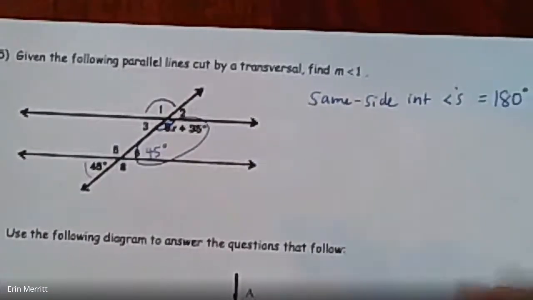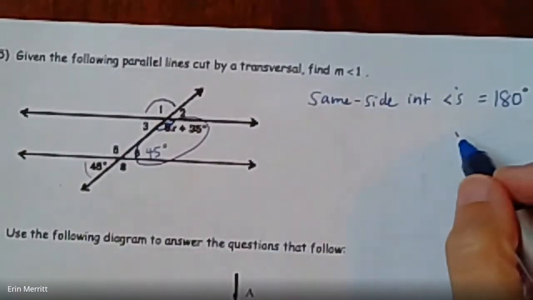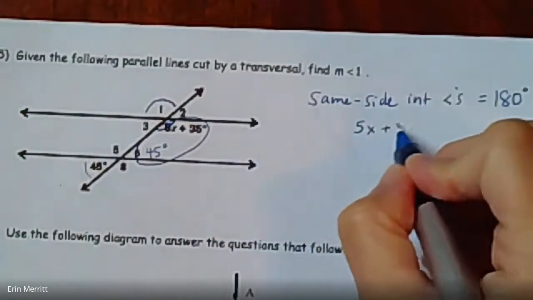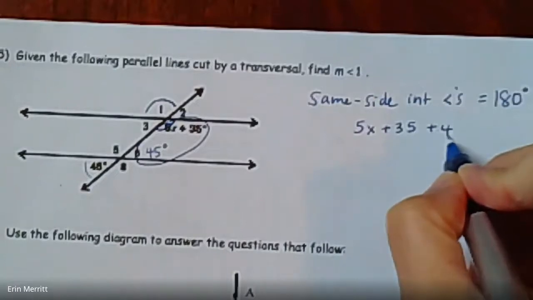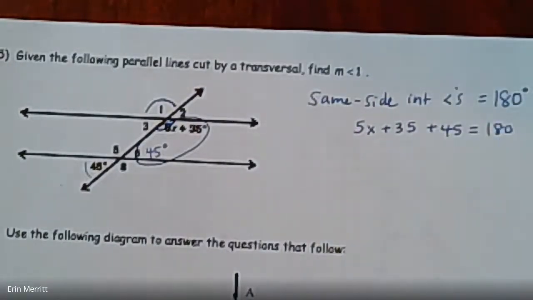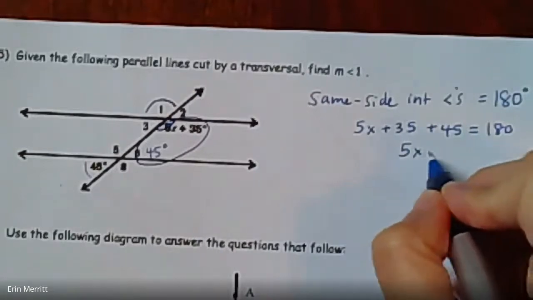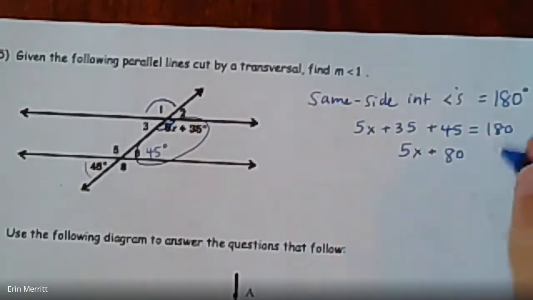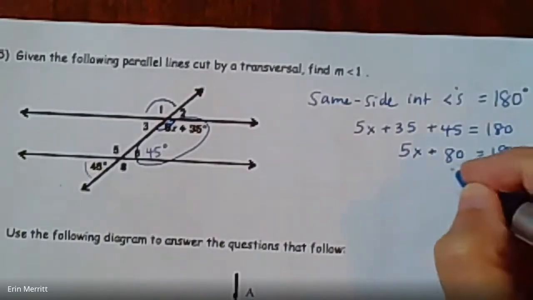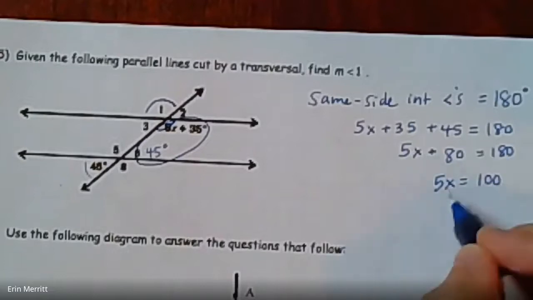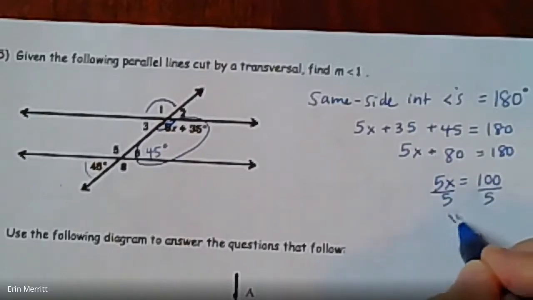Right? And because they add to 180, I can create an equation showing that. So I can take that 5x plus 35, add to it 45, and together they have to be 180. So 35 and 45 should give me 80 right here. And then when you subtract it from both sides, you're left with 100. Divide the 5 out, x comes out to be 20.